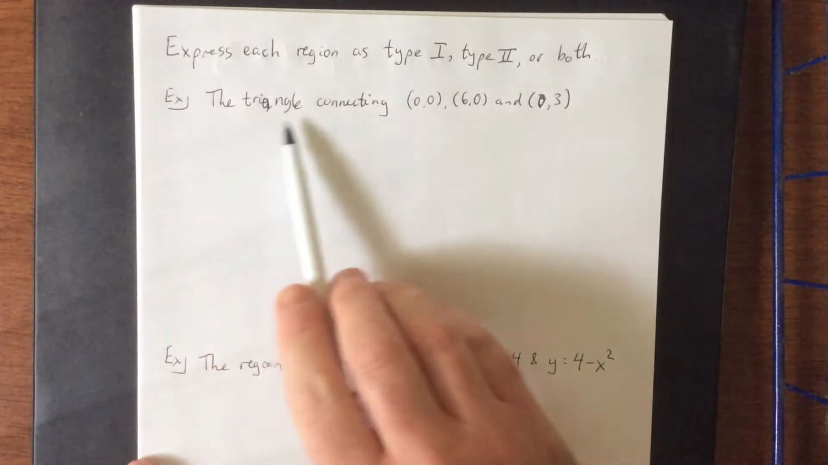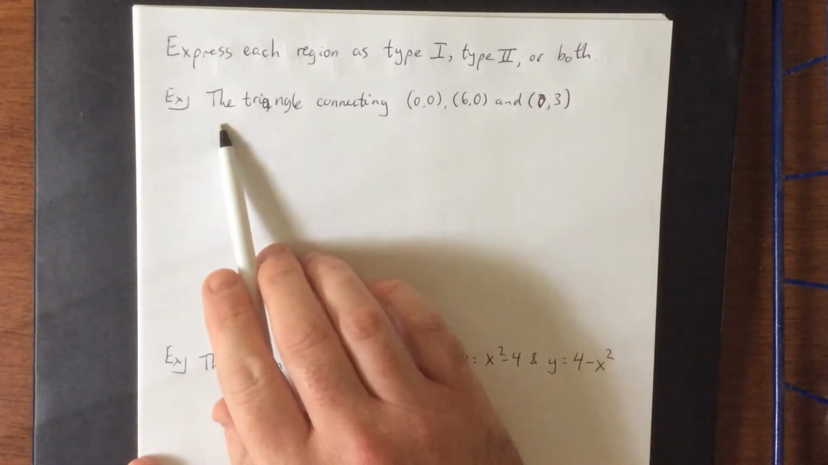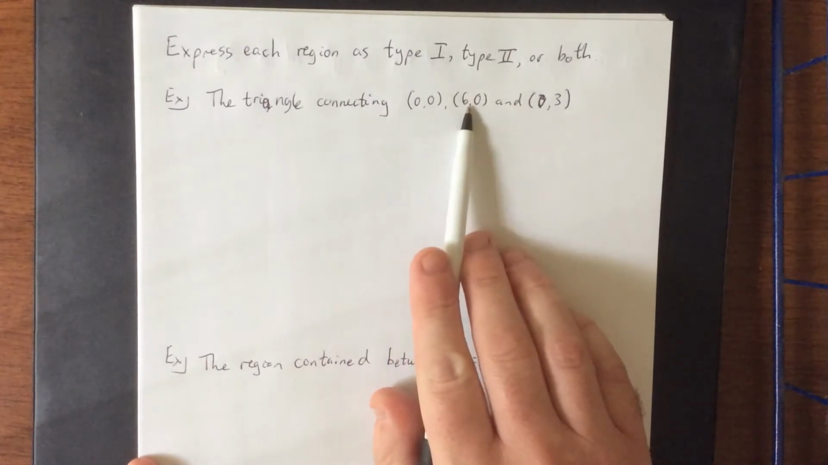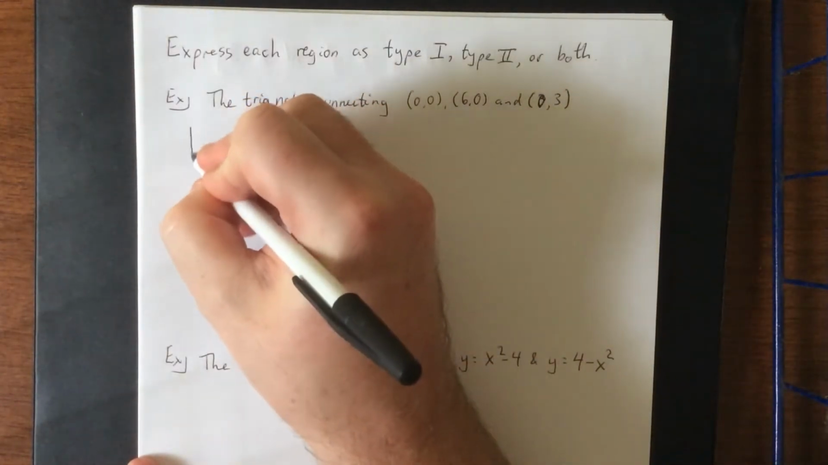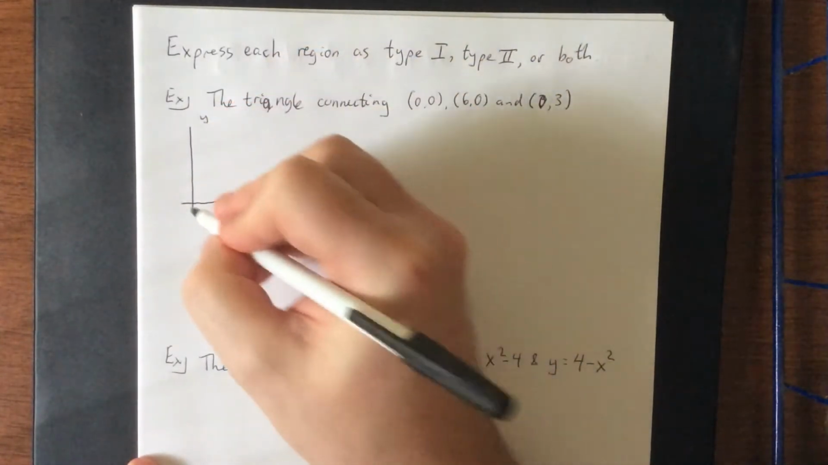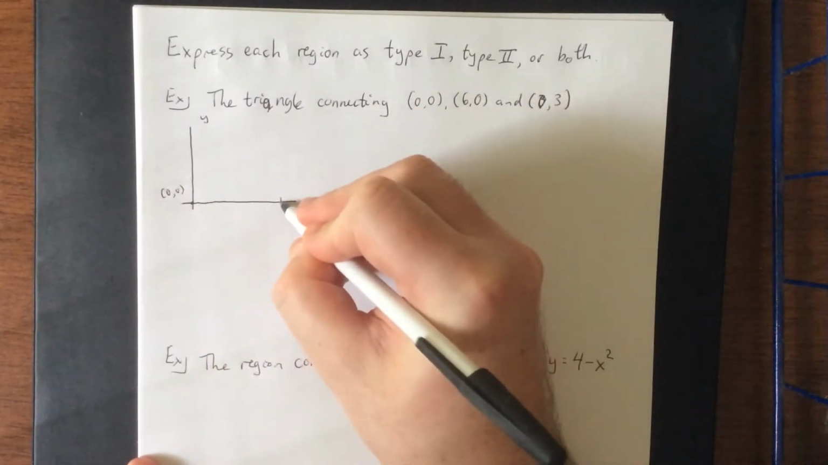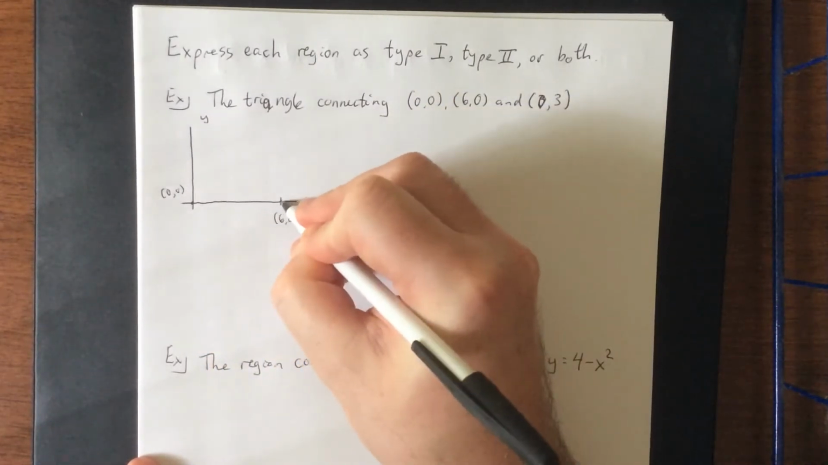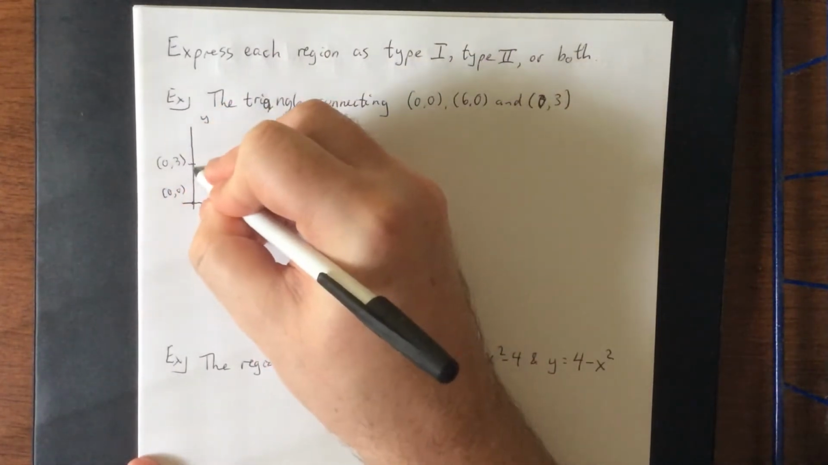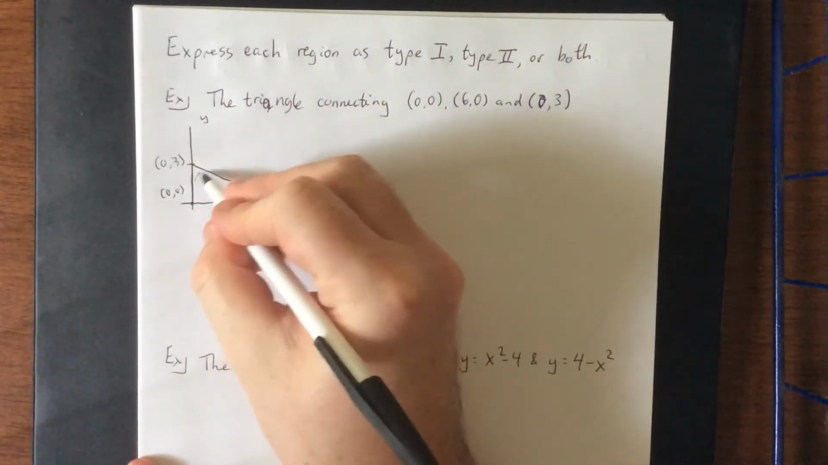So the first one shouldn't be too difficult for us to sketch. Now that I've said that, of course, I'm going to struggle with it. It is the triangle that is going to be comprised of the vertices (0, 0), (6, 0), and (0, 3). So the triangle in question, x-axis, y-axis, is going to connect (0, 0) with (6, 0) and connect that back to (0, 3). So the triangular region in question is going to look kind of like this.